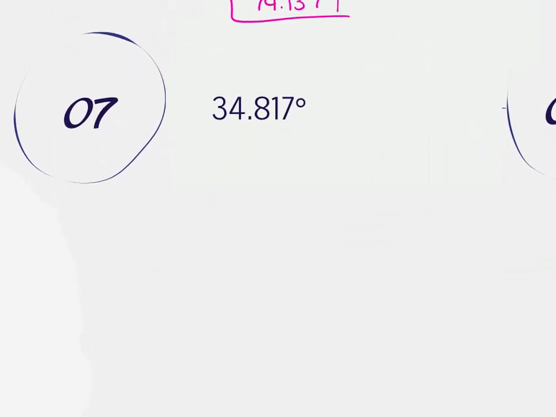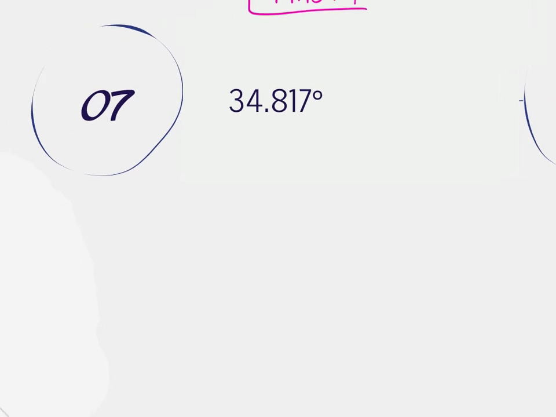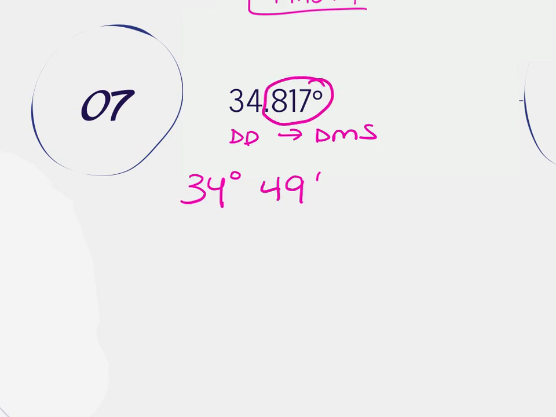Alright, now we're going to do the other way. So what's the degrees on this? 34. So this is in decimal degrees, and we're going to degrees, minutes, seconds. So 34 degrees, then 0.817 times 60. I did 0.817, I have to do the decimal times 60, and I get 49.02.